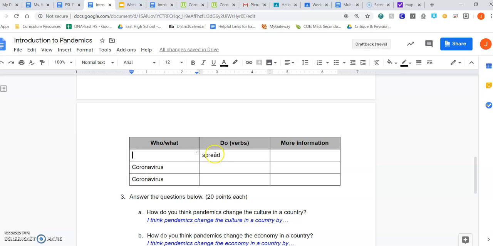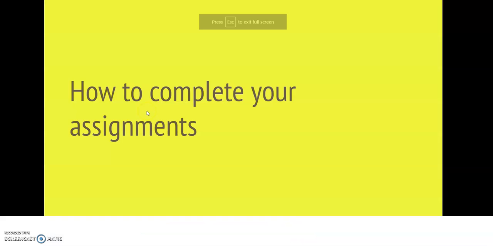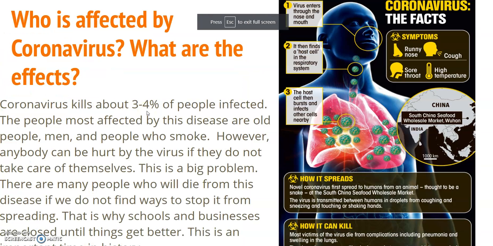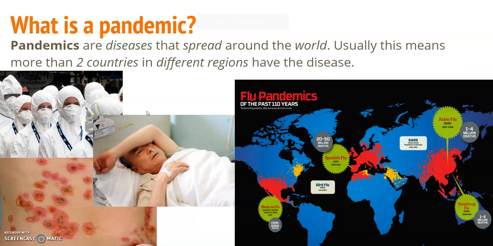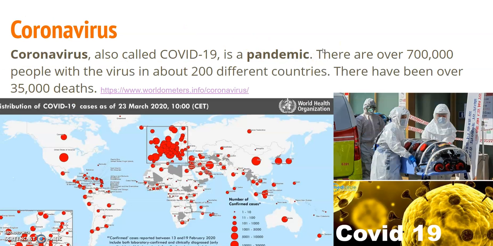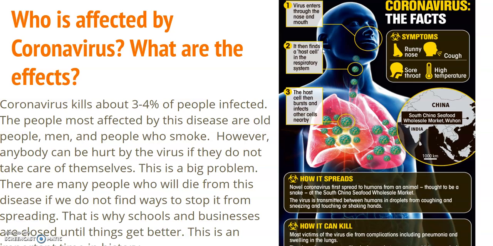So who or what? Okay. Well, what did I learn spreads from the presentation? Well, if I go back and I look, okay, I see pandemics are diseases that spread around the world, okay? I also see there are many people who will die from this disease if we do not find ways to stop it from spreading.